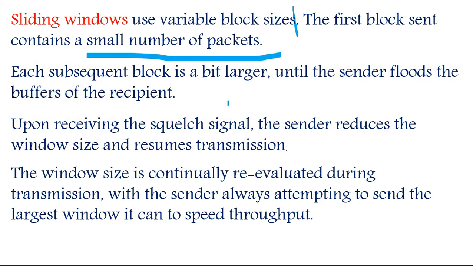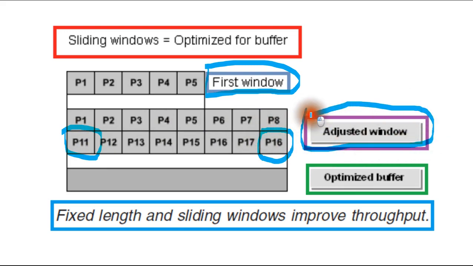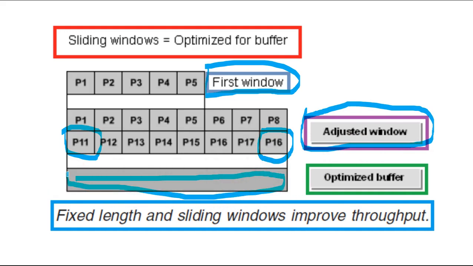So let me show you an example here. This is what I was talking about, sliding window. You can see here P1, P2, P3, P4, P5. This is the first window. And apart from this, you see P1, P2, P3, P4, P5, P6, P7, 8. And here you can see 11 came, 12, 13, 14, 15, 16, 17. Again 16 came. So this is known as adjusted window. And this is optimized buffer. And you can see fixed length and sliding window improves throughput.